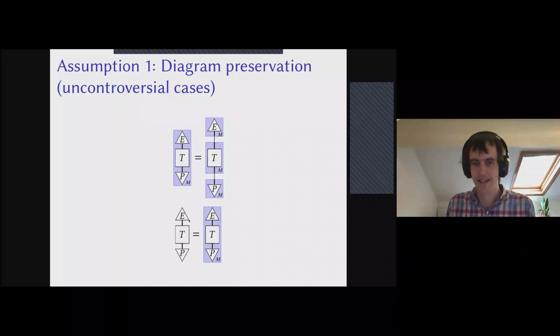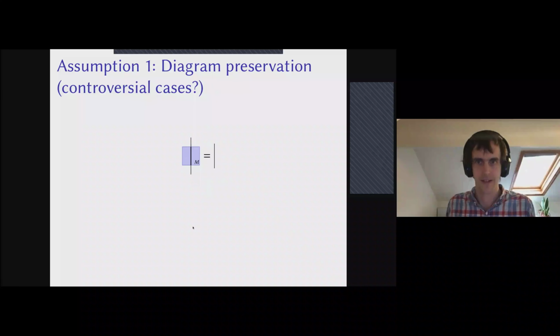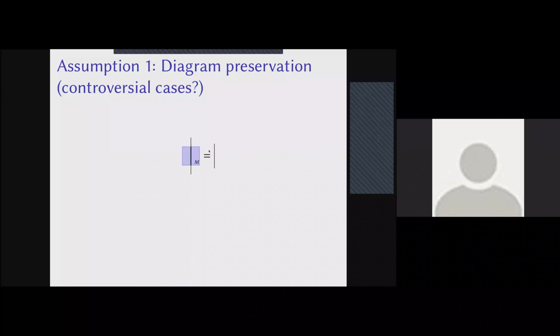And then we can state the assumption that the ontological model reproduces the operational probabilities diagrammatically like this. Okay, so far we haven't really done anything.